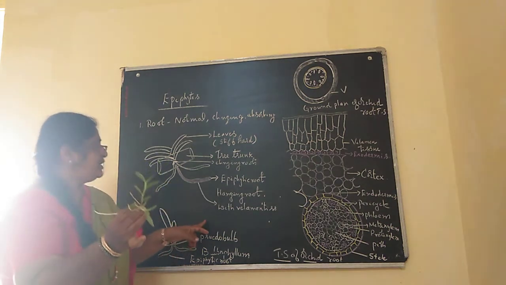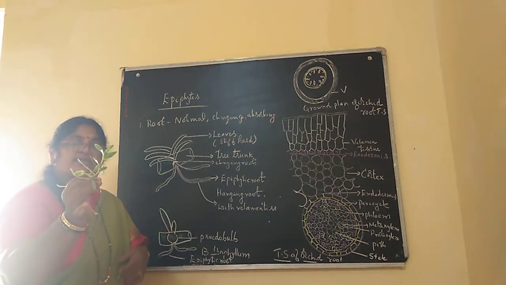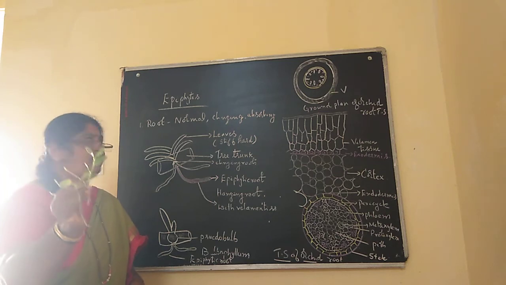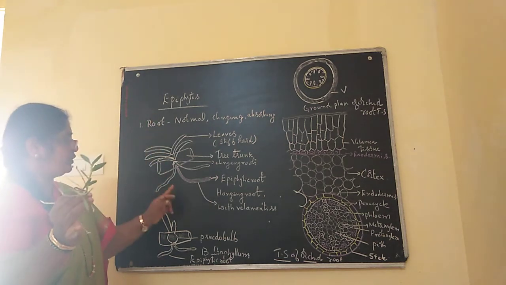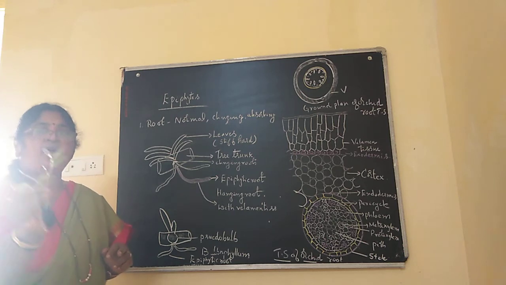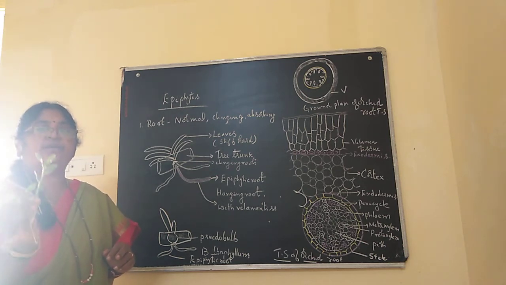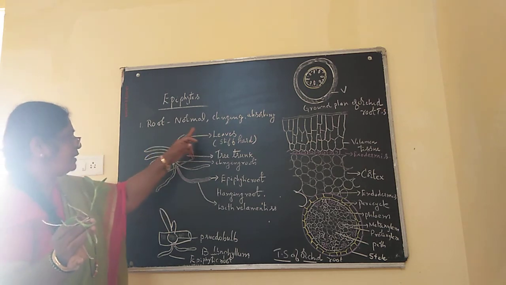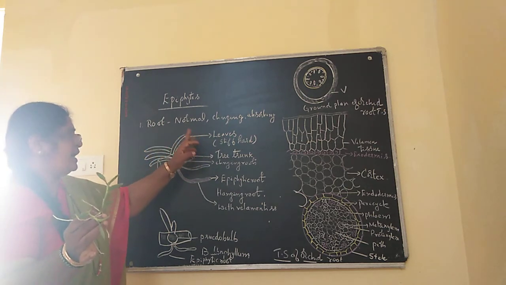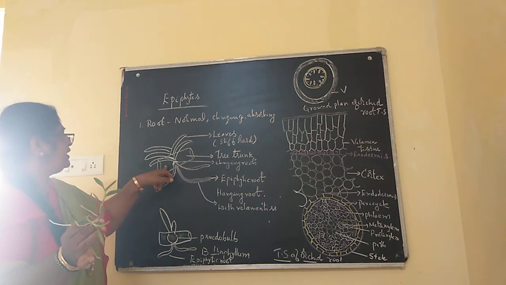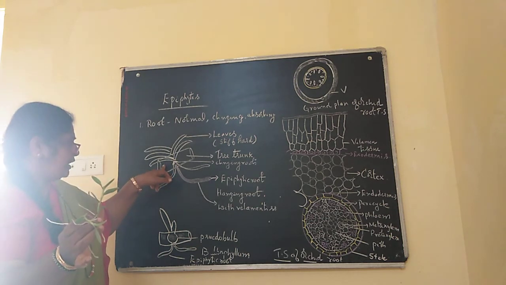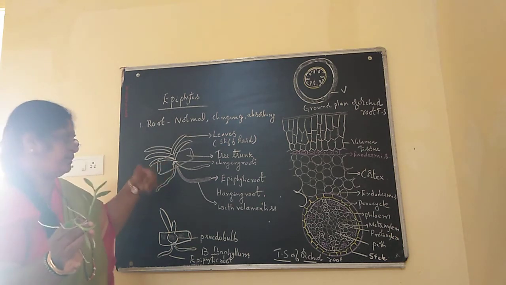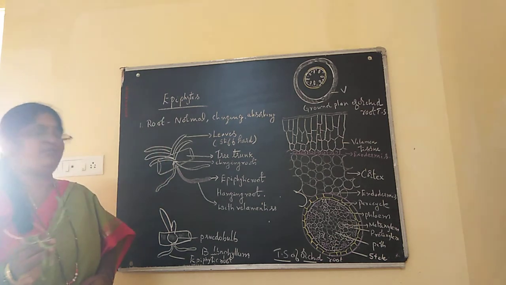This velamen tissue is a very characteristic feature of all the epiphytic, hanging roots, which helps in absorption of moisture from the surroundings. So the epiphytes only absorb the moisture and only take shelter from the tree trunks or any other plant. That's why these are called epiphytes.